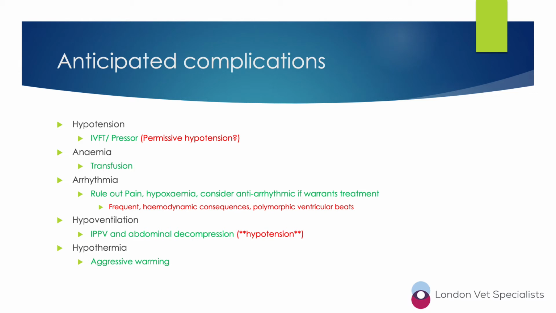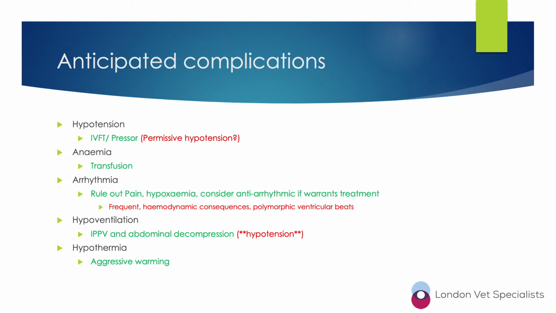So, anticipated complications in hemoabdomen surgery. You're quite likely to encounter hypotension, especially if you haven't been able to completely fluid resuscitate or volume resuscitate the animal beforehand. You will want to be giving fluid therapy and also consider vasopressor use. However, it's important to remember that we probably can tolerate a little bit of hypotension in this scenario, at least until the source of the hemorrhage is controlled.